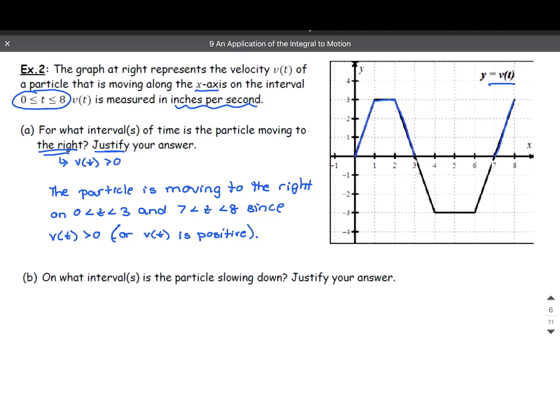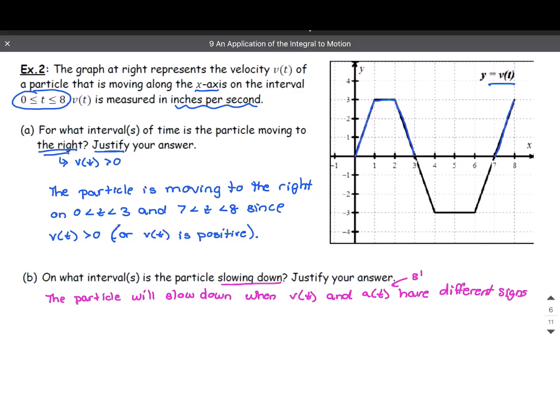All right, next up. On what interval or intervals is the particle slowing down? And justify. Now, let's think about when this happens. The particle will slow down when velocity and acceleration have different signs. So remember, acceleration is the slope of this graph. So when the graph is above the x-axis, velocity is positive, and we would need acceleration to be negative, which means the velocity would be decreasing. So that happens here. It's the only place where velocity is positive that this happens, between 2 and 3.